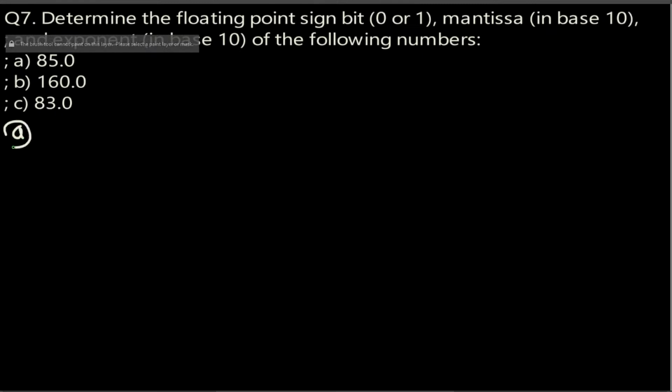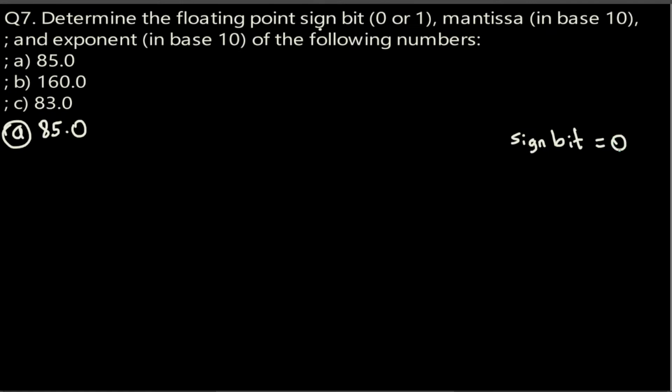In the A part, we have 85.0. This is a positive number, so the sign bit is going to be 0, because for a positive number the sign bit is 0, for a negative number it is 1. So sign is equal to 0.